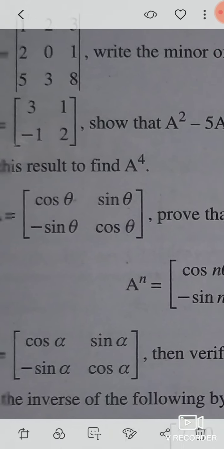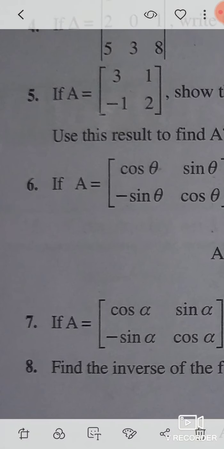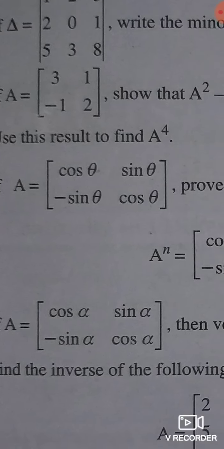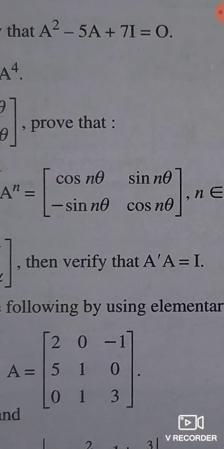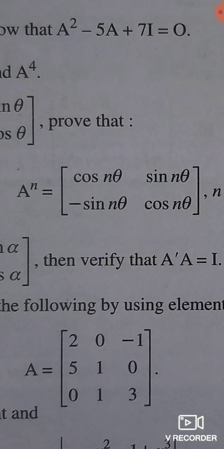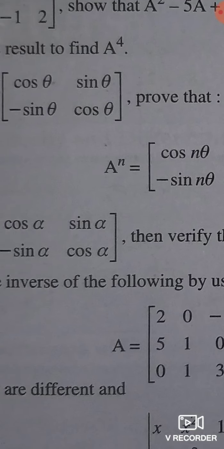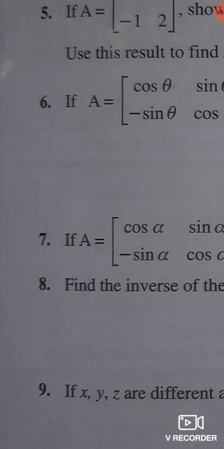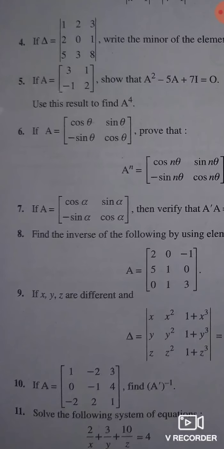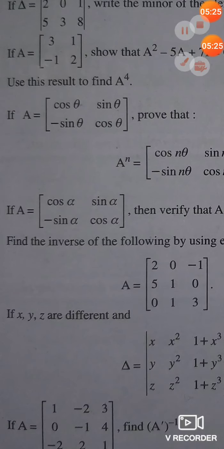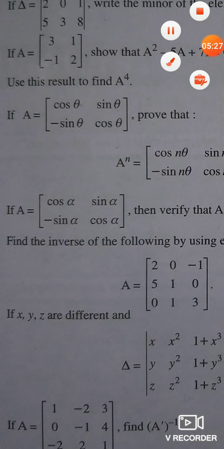Now come to question number 6. If A is a matrix of order 2 by 2, prove that A to the power n equal to [cos n theta, sin n theta; minus sin n theta, cos n theta]. Dear student, the hint for this question: you will solve this problem by the help of the principle of mathematical induction. You will use PMI for question number 6.